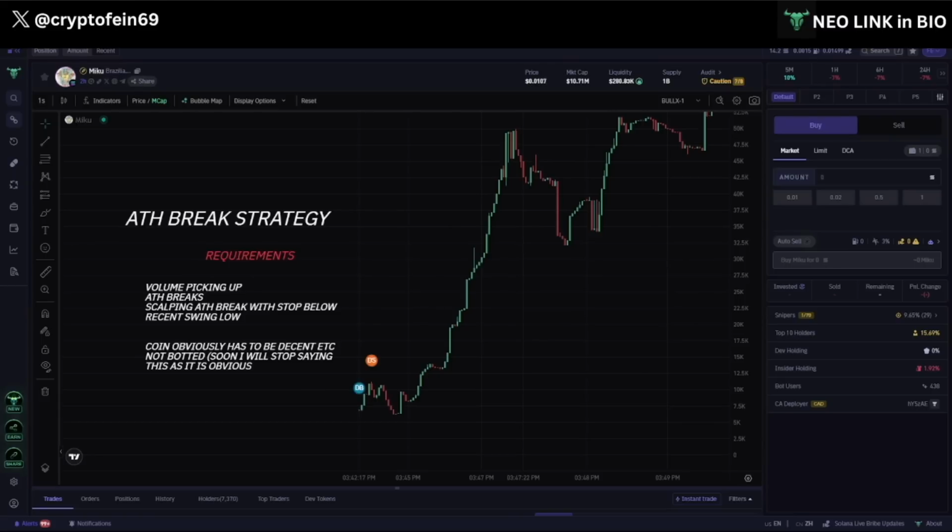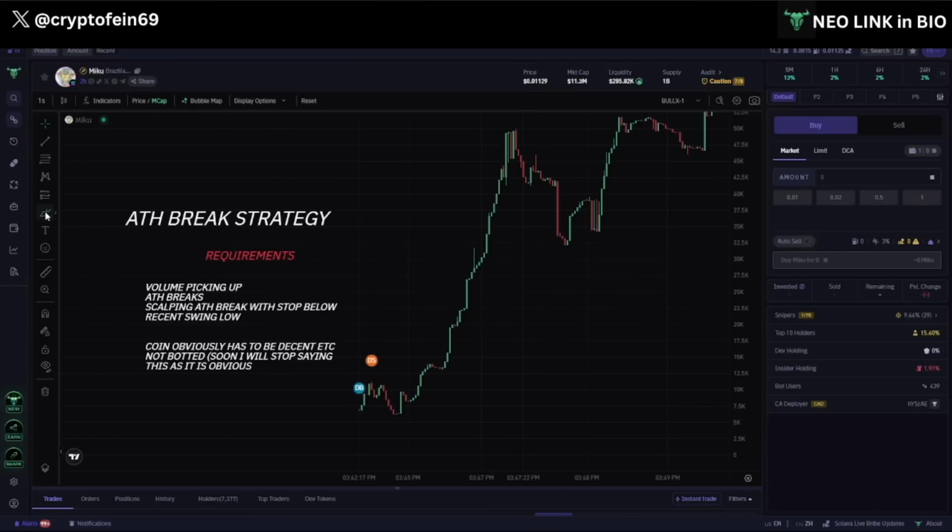I don't have to keep mentioning to you guys the requirements, right? The coin obviously has to be decent. Ideally has a social, isn't botted, sniped, insiders, bundled, etc. At one point soon I'm going to stop saying all that because it's supposed to be kind of common knowledge already, okay? So for now I'm still saying it, but I'll stop repeating myself because you guys will know eventually, very soon. So all-time high break strategy.